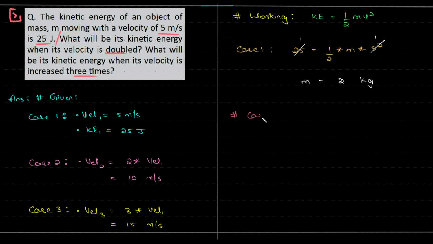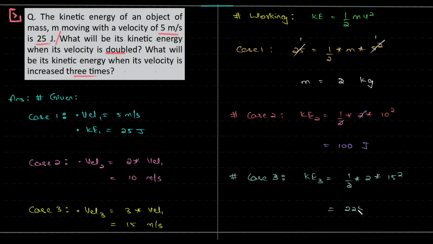Now case 2. Case 2 is what? Kinetic energy 2, half of 2 kg into the velocity 10 square, which is nothing but 100. 2 gets cancelled and we have 100 joules. Units are very important. And the last case, case 3. See how structured it looks? That's how you guys have to write. Kinetic energy 3 is equal to half of 2 into 15 square. So 2 gets cancelled and 15 square is 225.